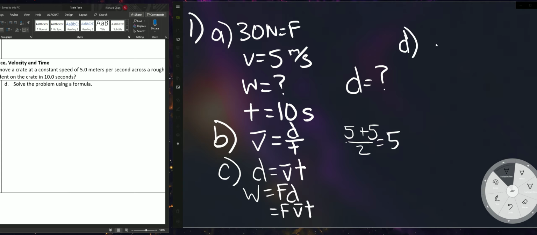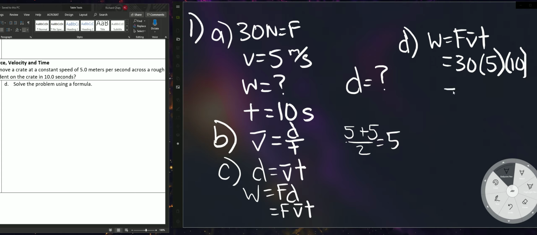1D, not like distance D. So work is equal to F V bar T. F is 30, V bar is 5, T is 10. 5 times 30 is 150, times 10 is 1500 joules. 1500 joules. Yeah, good, great, perfect. Done with this.